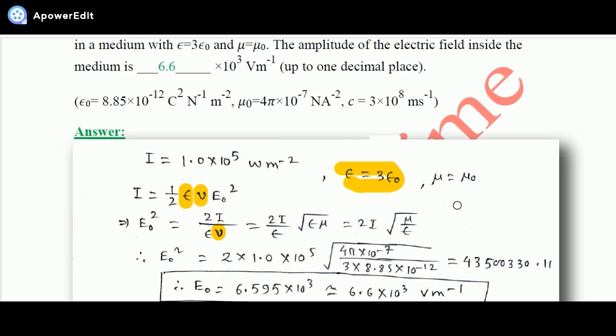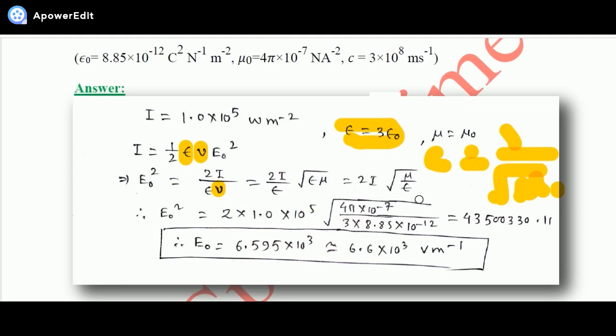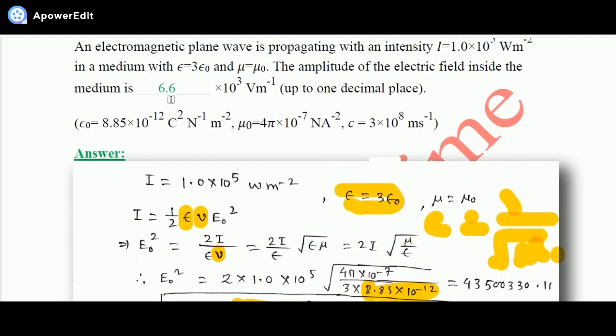As you know, when it is c, it equals 1 by root over mu naught epsilon naught. So when it is v, it is 1 by root over mu epsilon. So E naught square equals this. Now we place mu equals mu naught, which means 4π × 10 to the minus 7, and this value is already provided, and epsilon equals 3 times epsilon naught. It results in this final number. So this is the answer, 6.6 × 10 to the power 3. So 6.6 is the answer.